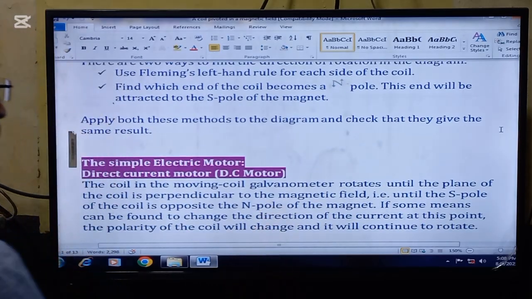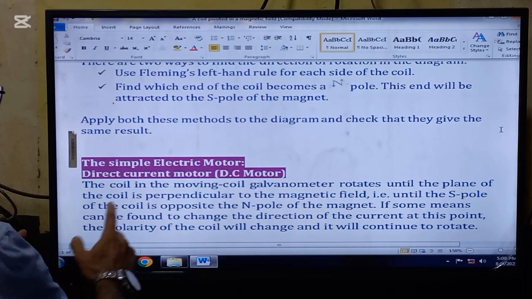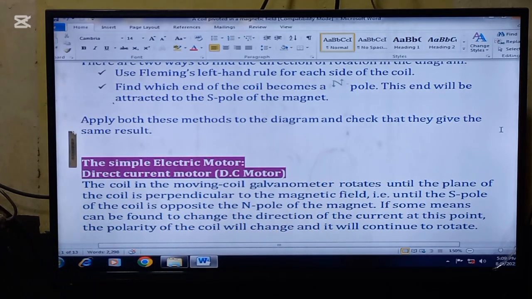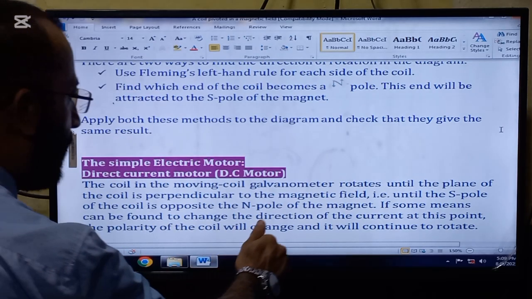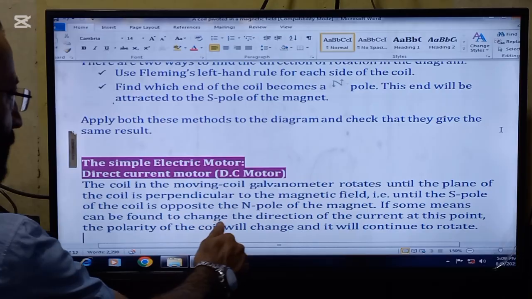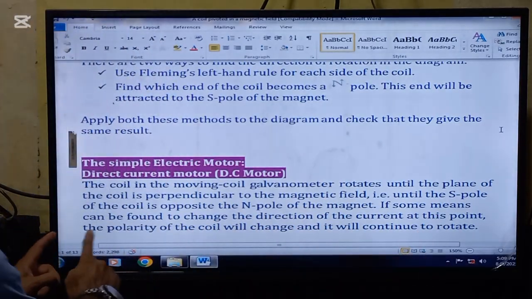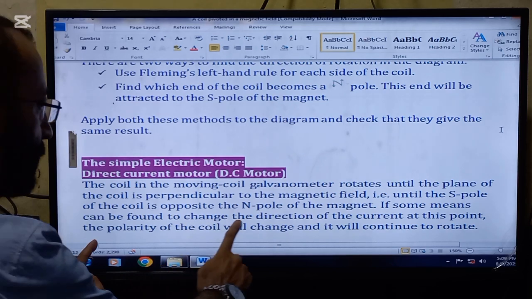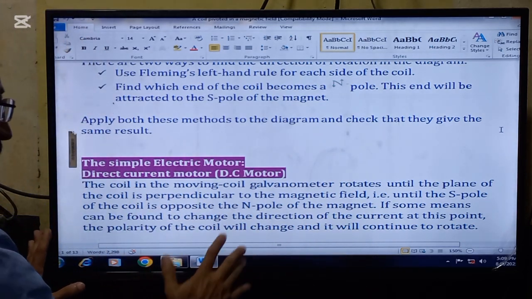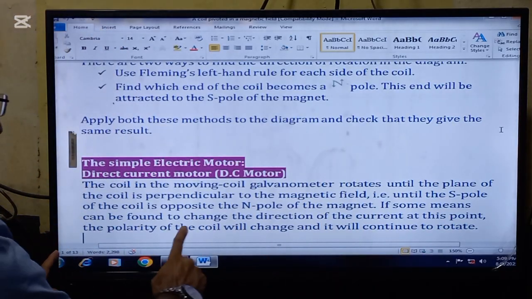Okay, here is the main topic now. The simple electric motor, that is direct current motor. In short, it is called DC motor. The coil in the moving coil galvanometer rotates until the plane of the coil is perpendicular to the magnetic field. That is, until the south pole of the coil is opposite to the north pole of the magnet.